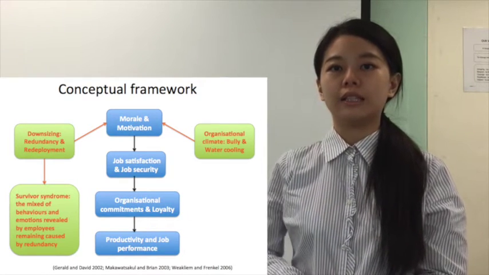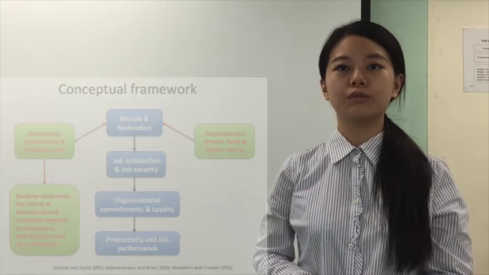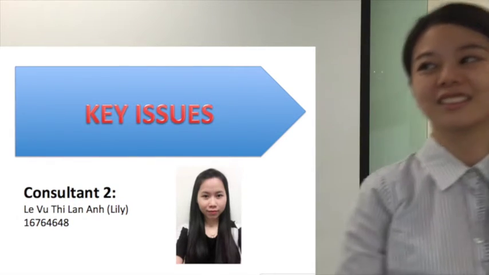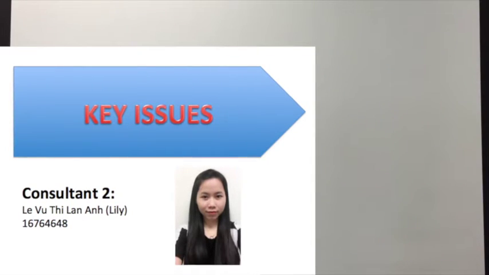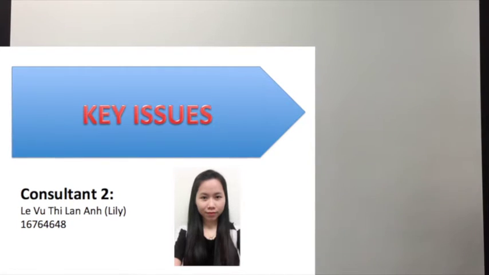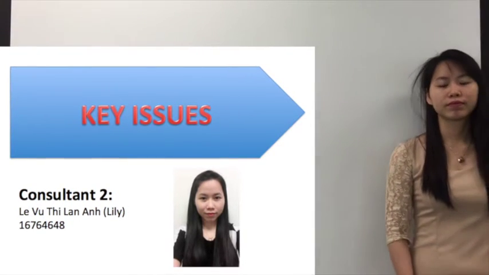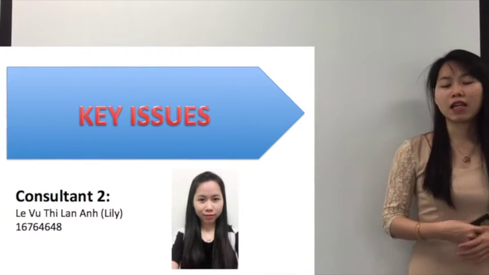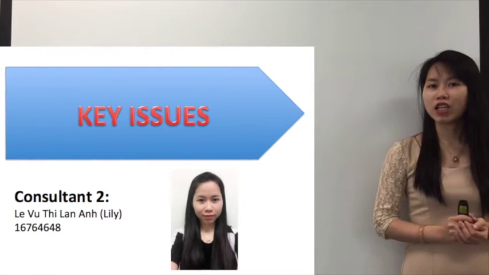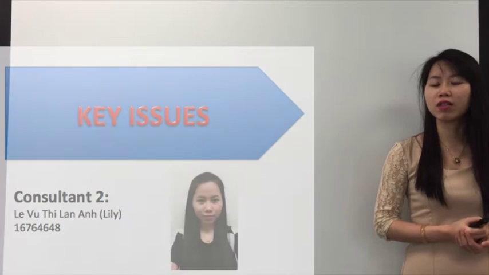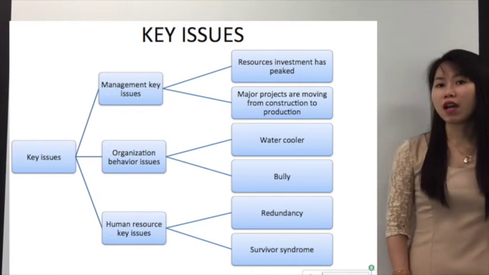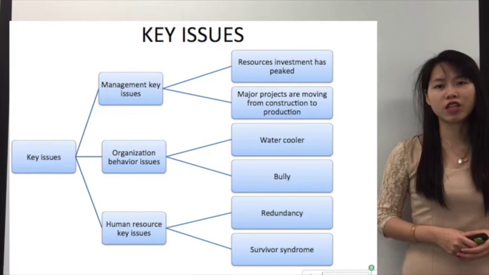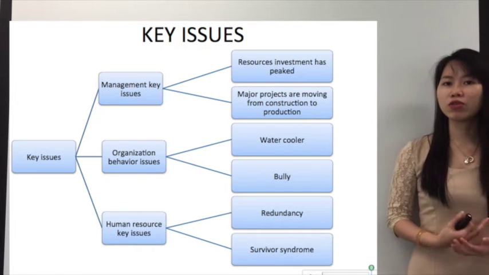So I will pass to the key issue for Lily to explain the case study. Thanks, Anna. I'm Lily and I'm a second consultant. Now I'm moving on to the key issues that HMS faces during the downturn. As you can see in this table, there are three key areas: management, organizational behavior, and human resources. In each area, I list two major issues.